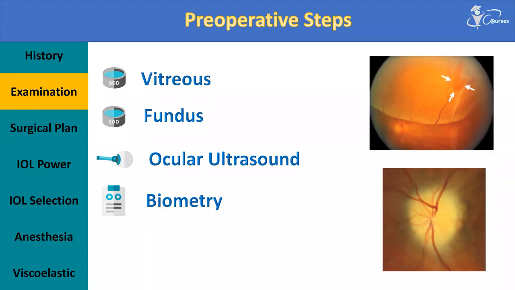Also, you check the fundus for the presence of any breaks or retinal detachment, and this means that this patient should be managed by the vitreoretinal surgeon, or the presence of optic atrophy, which means that this patient will most likely not benefit from the cataract surgery.